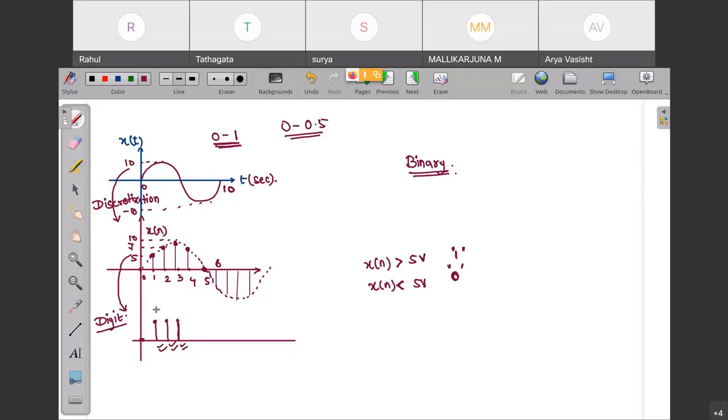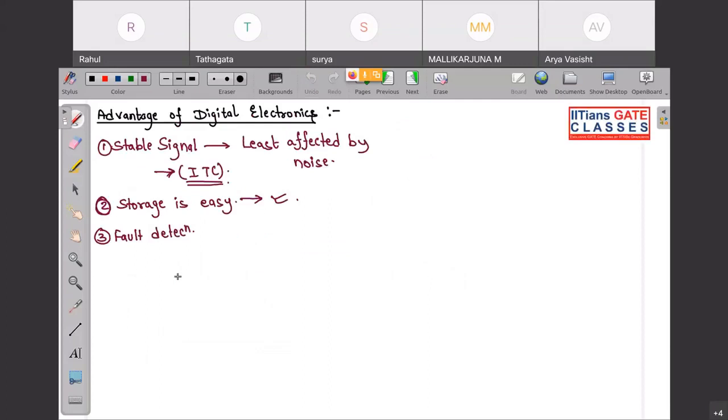That means, in the binary system we only have two levels of amplitude. So storage is very easy, and it will take much less space compared to analog signals.